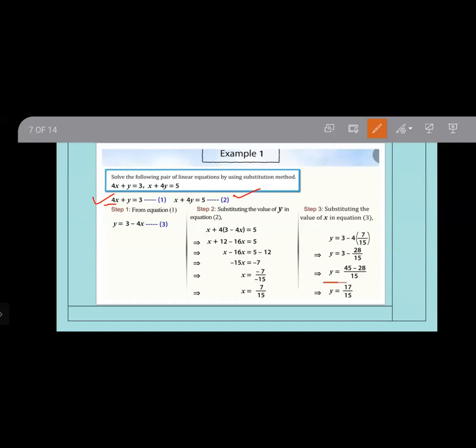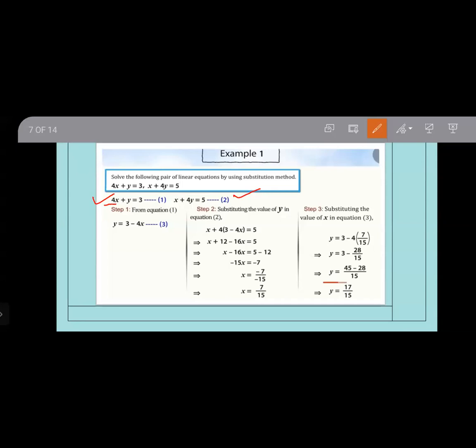Since you have two equations in your hand, you can select any one equation of your choice. You can take either equation 1 or equation 2. Similarly, you can take either variable x or variable y. It is up to you.